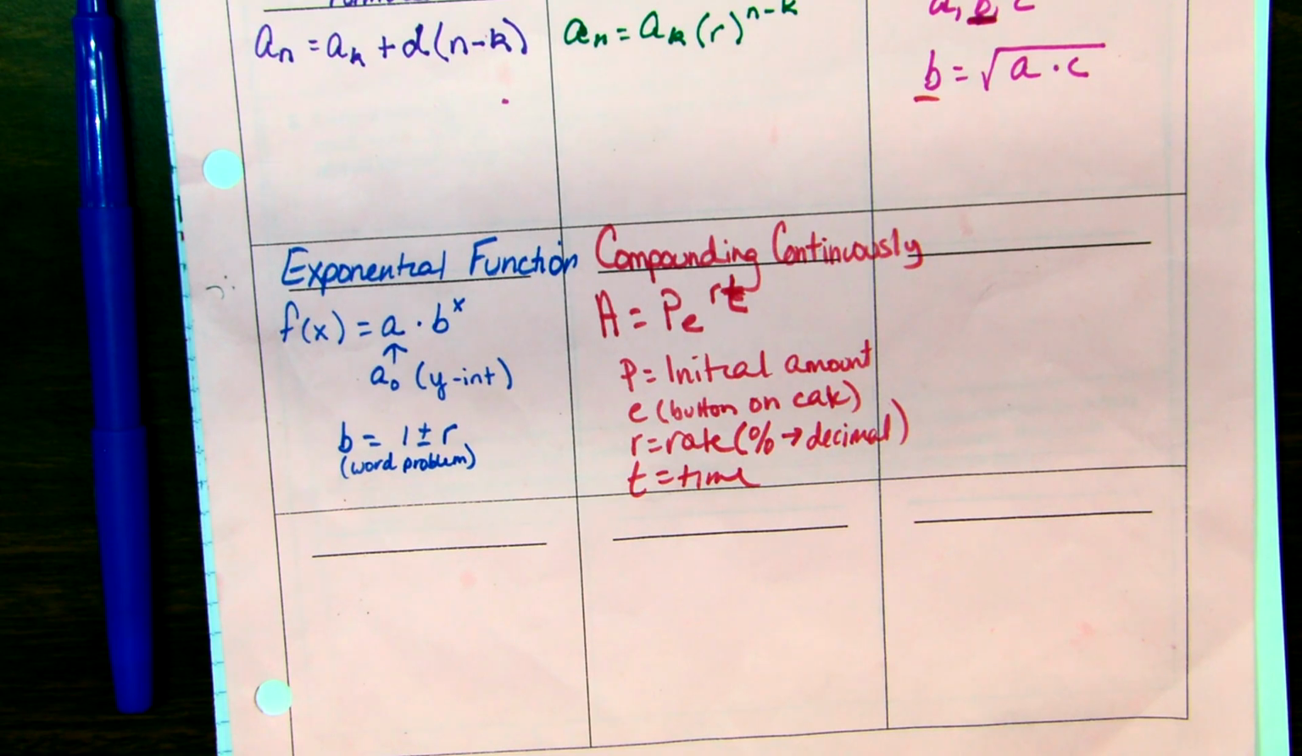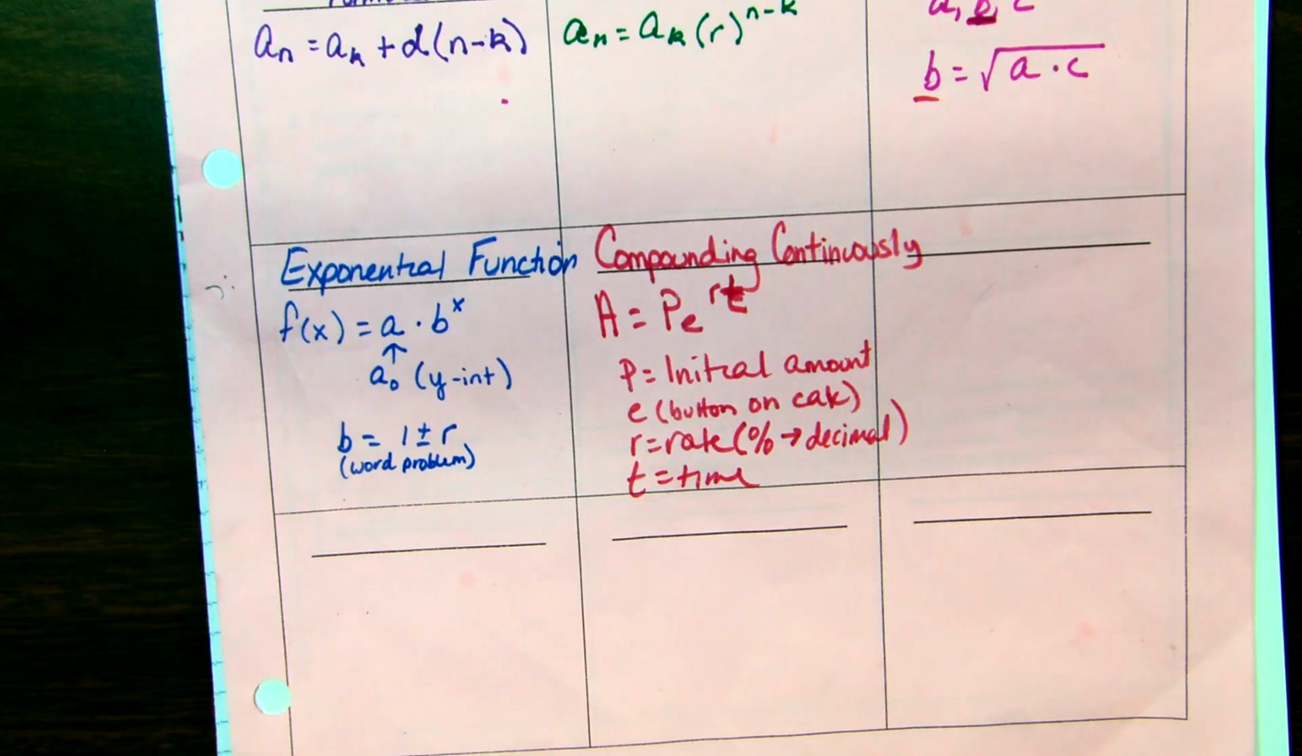E is that button on your calculator. R is always a percent. R means rate. It's always a percent, and we always have to change it to a decimal, 100% of the time in all word problems, okay? And T is time. So number 5 is one of these problems.